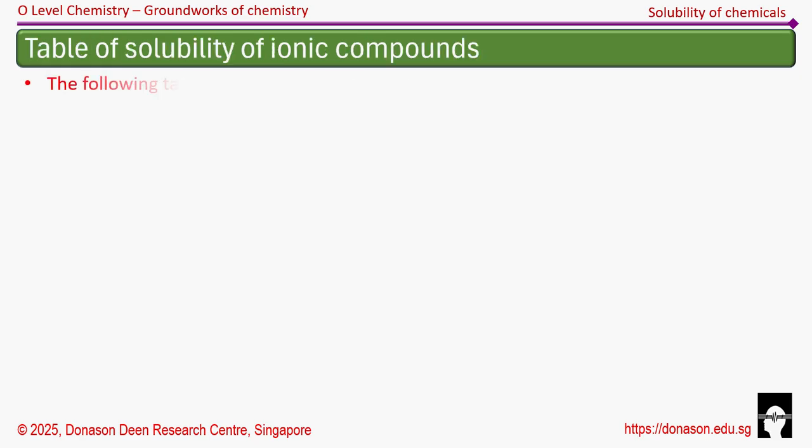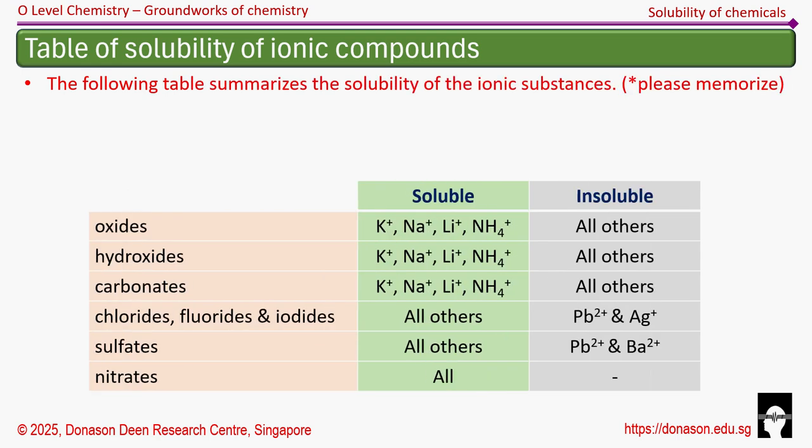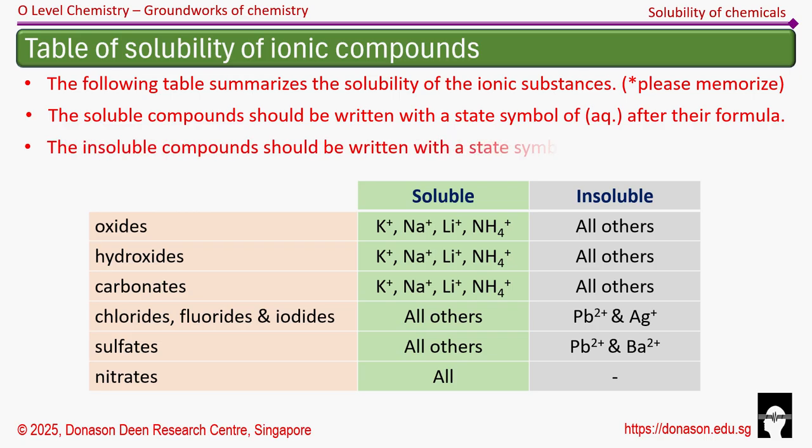We have summarized the solubility of the ionic substances into a single table for quick reference. In writing the state symbols for the chemical reactions, the soluble compounds should be written with a state symbol of AQ after their formula, while the insoluble compounds should be written with a state symbol of S after their formula.